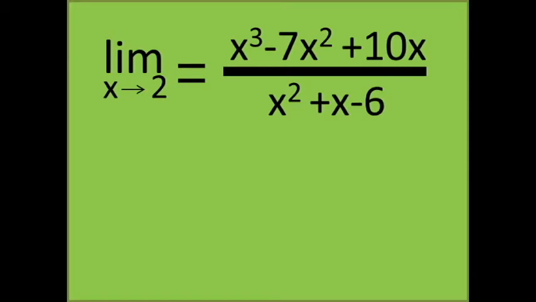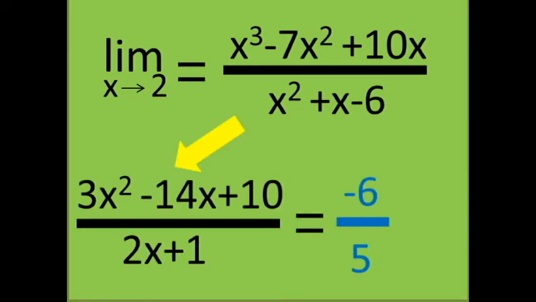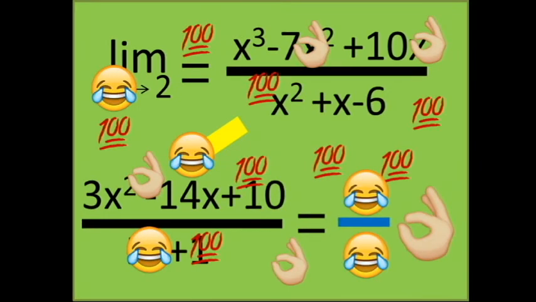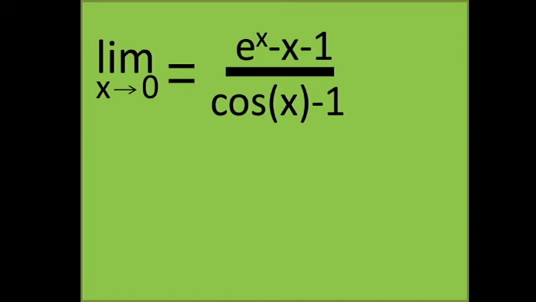As you can see, the derivative of the numerator is 3x squared minus 14x plus 10, and the derivative of the denominator is 2x plus 1. If we solve both of these for x equals 2, then we get a real, rational answer of negative 6 over 5 for the limit. Now that we've got a grasp on L'Hopital's rule, let's tackle a harder problem that requires it.